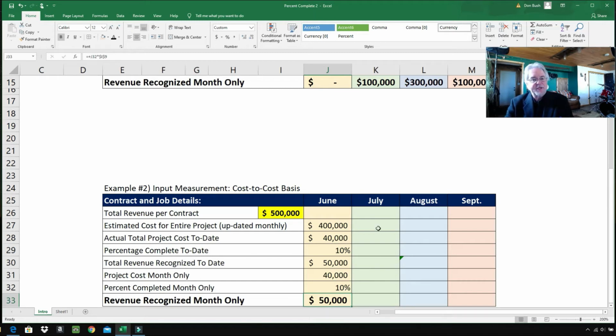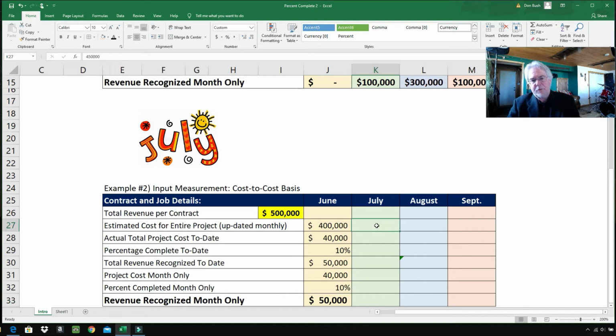Moving on to July. Well, we talk to the engineer at the end of July and we say, hey engineer, how much do you think it's going to cost for this entire project now that we've been into it for a couple of months? Well, the engineer says, well, I've got some bad news. I think it's going to cost us $450,000.